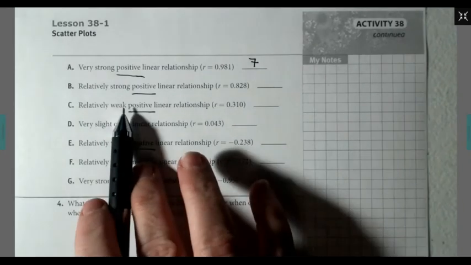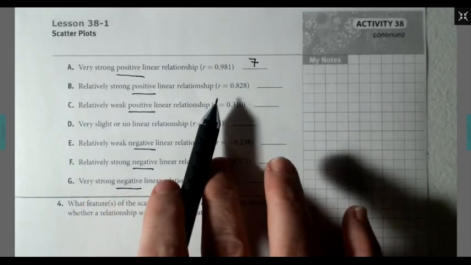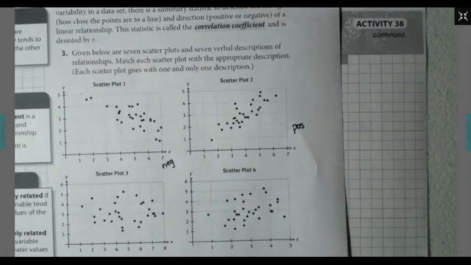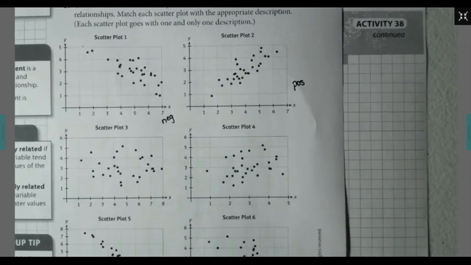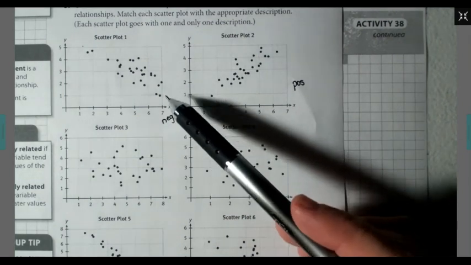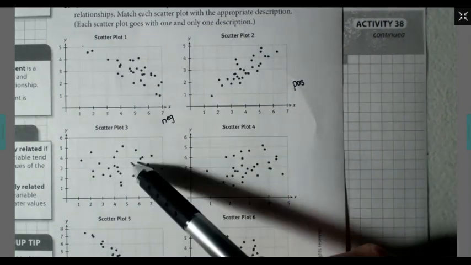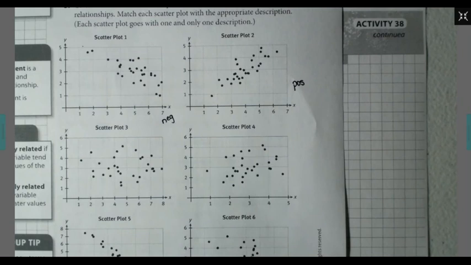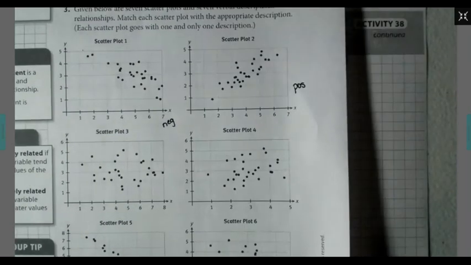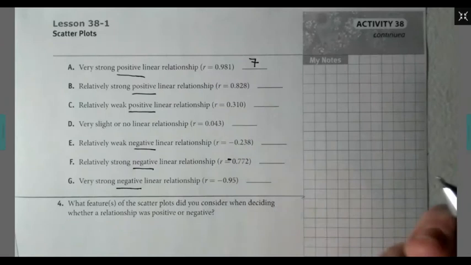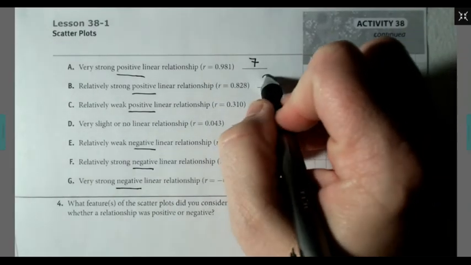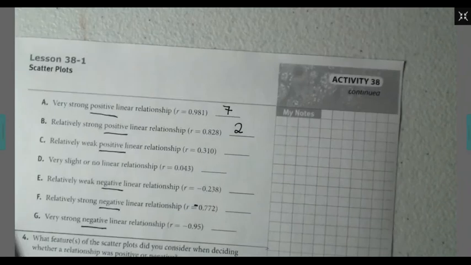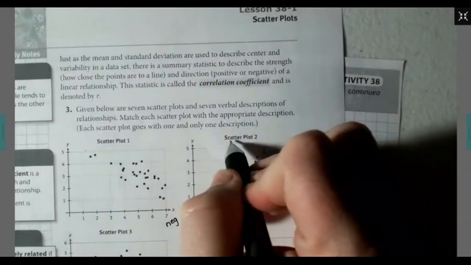Let's take a look at the next statement. This one says relatively strong positive linear. So I'm looking for one that's very defined as a positive, but not very, very strong. It's kind of relatively strong. Well, hopefully you've eliminated 1 and 5. And if we recall, 3, 4, and 6 weren't as defined in their line. So I would say that our relatively strong one is scatter plot number 2. Now again, recall we cannot use them again.